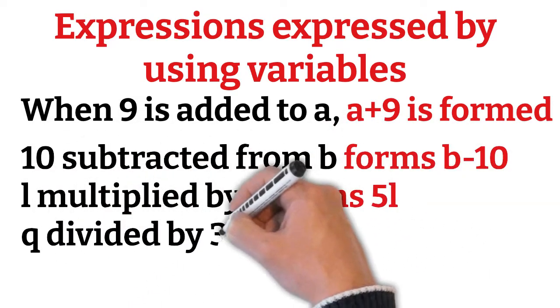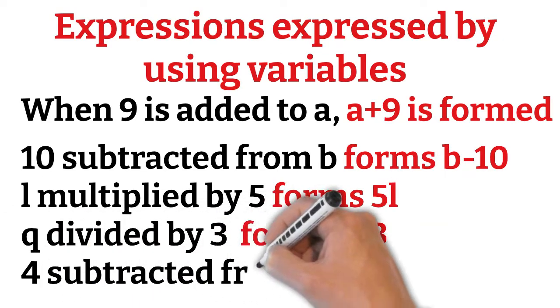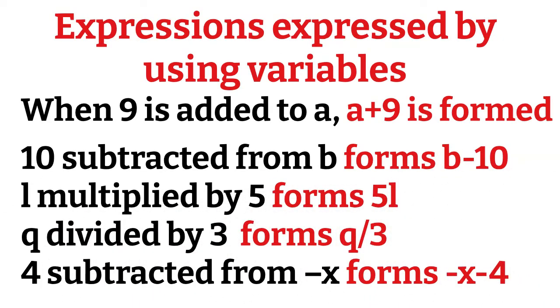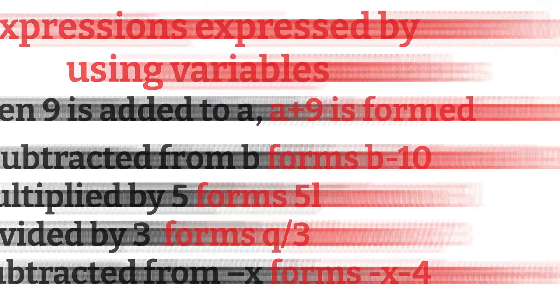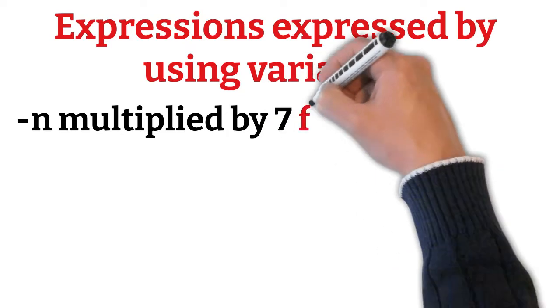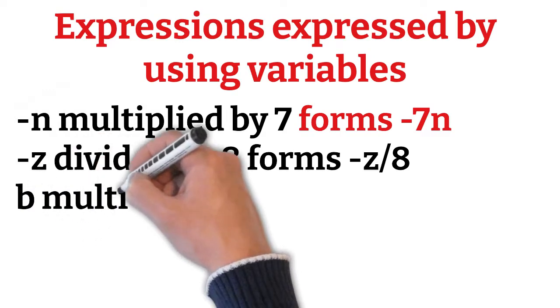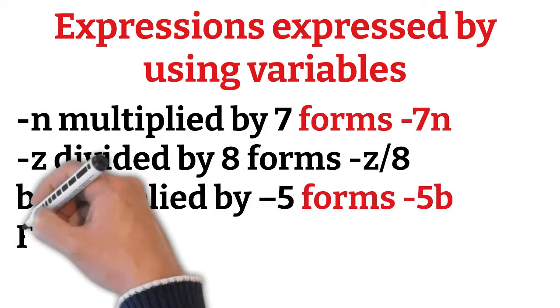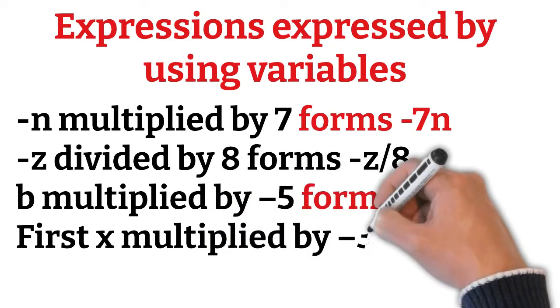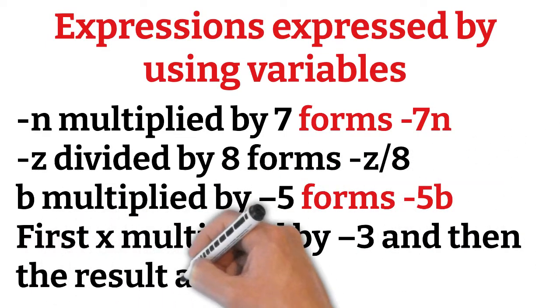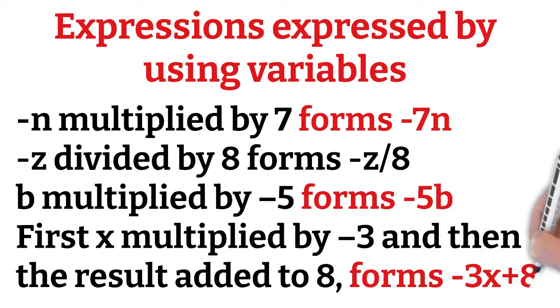L multiplied by 5 forms 5L. Q divided by 3 forms Q by 3. 4 subtracted from minus x forms minus x minus 4. Minus n multiplied by 7 forms minus 7n. Minus z divided by 8 forms minus z by 8. B multiplied by minus 5 forms minus 5b. First x multiplied by minus 3 and then the result added to 8 forms minus 3x plus 8.